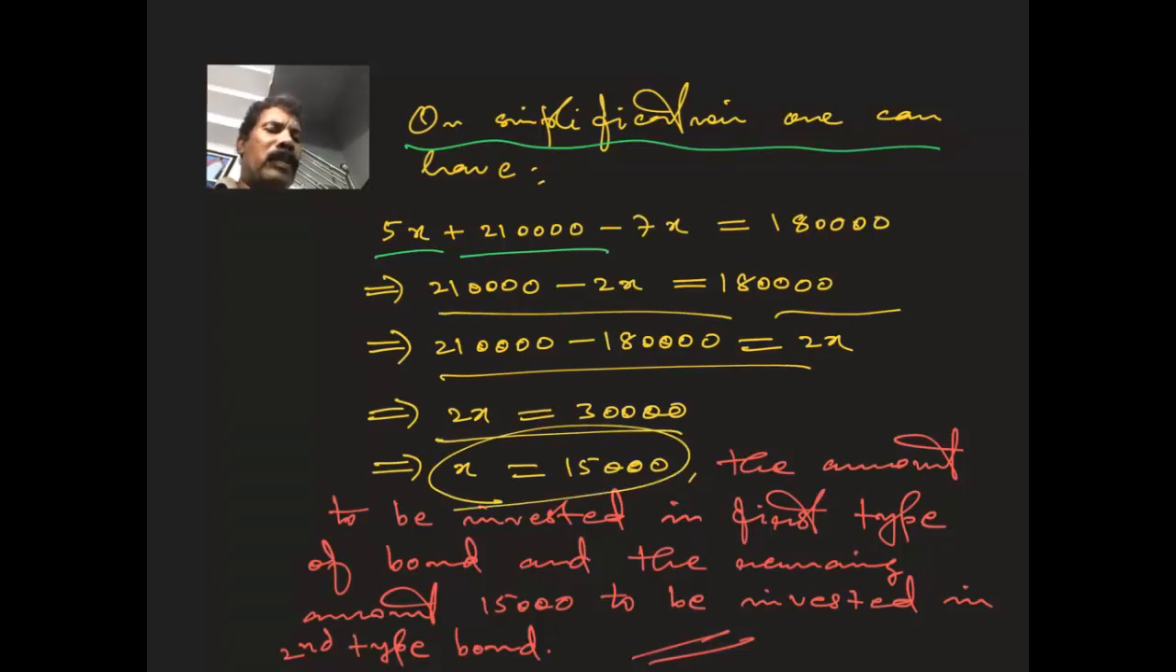The amount to be invested in the first type of bond is 15,000, and the remaining amount 15,000 is to be invested in the second type of bond.